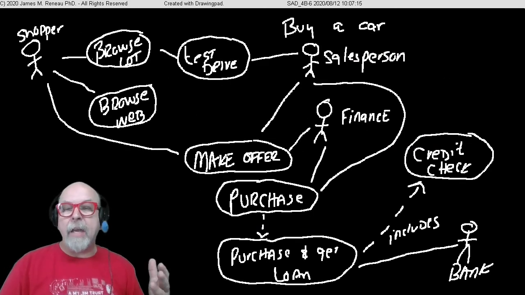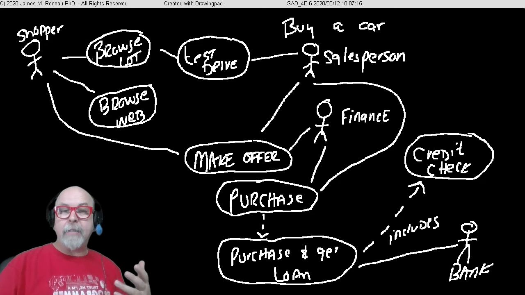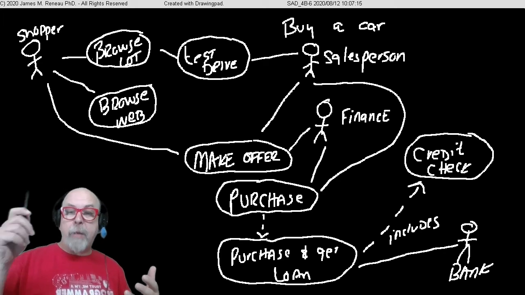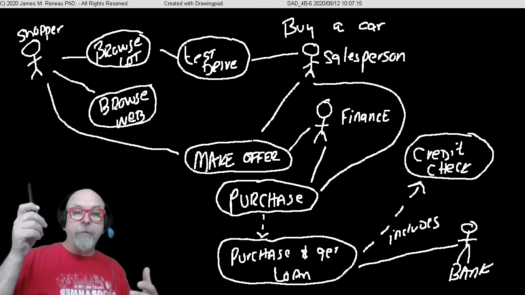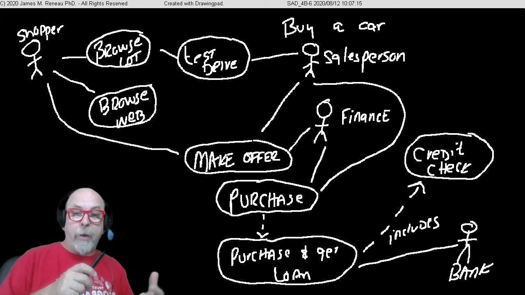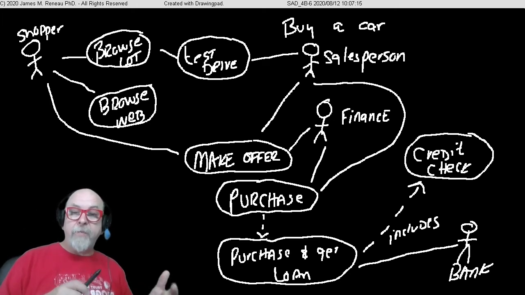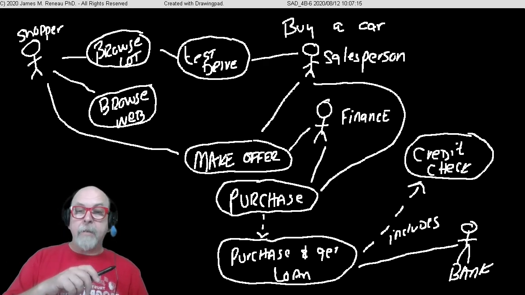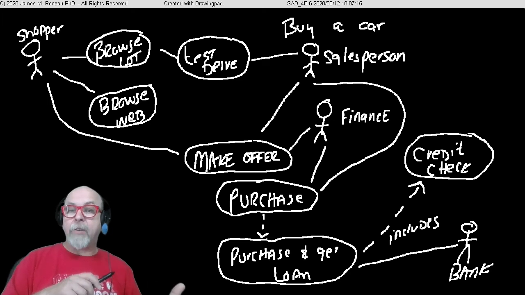Here's an odd example that just popped into my head. Let's go through this one. This is the idea of buying a new car. So we've got a shopper, he's an actor. We've got a salesperson, he's an actor. We've got the finance person, who handles the financial transaction. They're a person, and we've got a bank. They're an entity. They're an actor in the system.